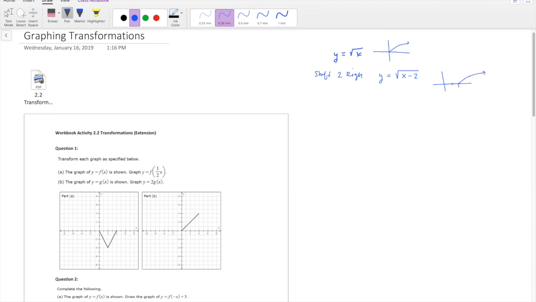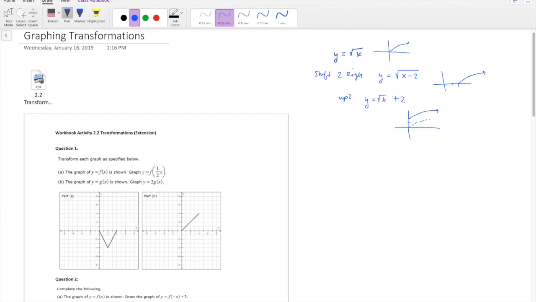If we were going to shift up 2 units, then we would add 2 to the function f or y itself. So it would be the square root of x plus 2, where the 2 is on the outside. You're adding directly to the function. So again, the square root of x plus 2 would look like this.